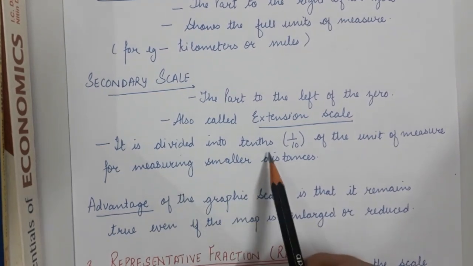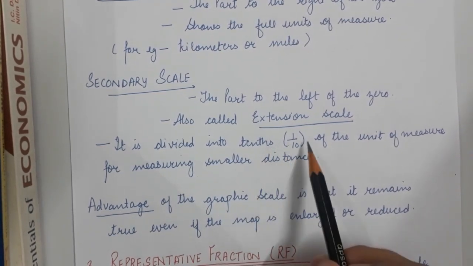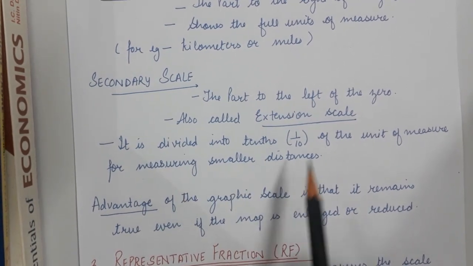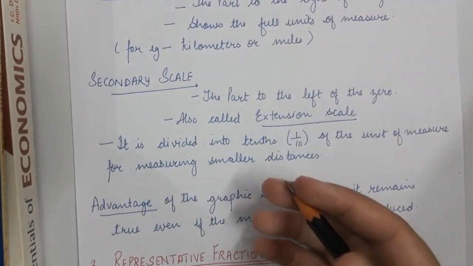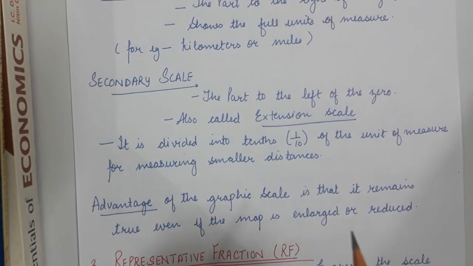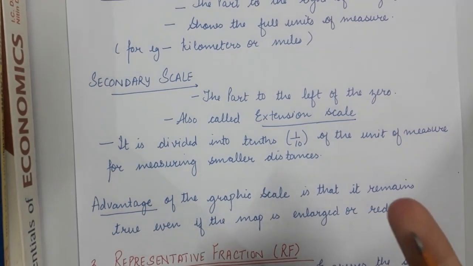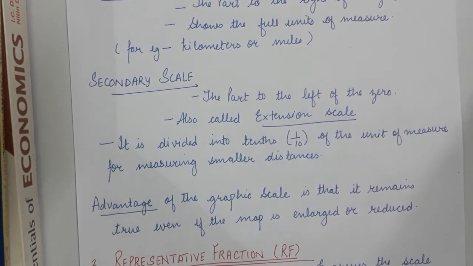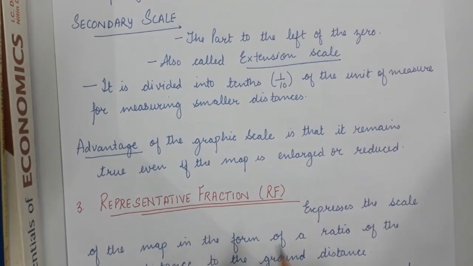It is divided into tenths. Tenths means 1 upon 10 of the unit of the measure for measuring the smaller distances. In order to measure small distances, like in meters, if I have to measure something where the distance is less, it is very helpful in such kind of distance measurements.